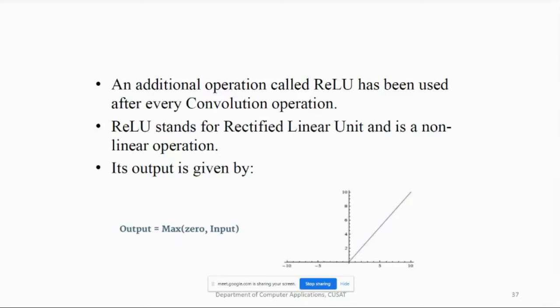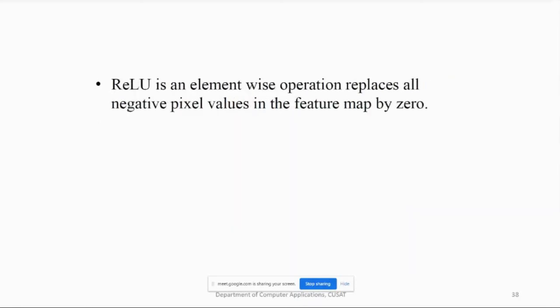So as a first step of that process, we can eliminate all these negative values from the feature map with the help of the ReLU operation. That is the reason why we use ReLU as max of 0, input. So negative pixel intensities or negative information can be eliminated from that feature map. ReLU can be considered as an element-wise operation that replaces all negative pixel values in the feature map by 0. All the negative values can be replaced with 0 values.